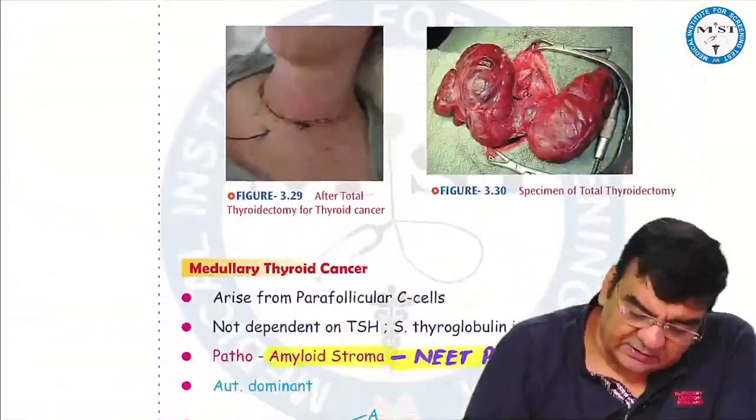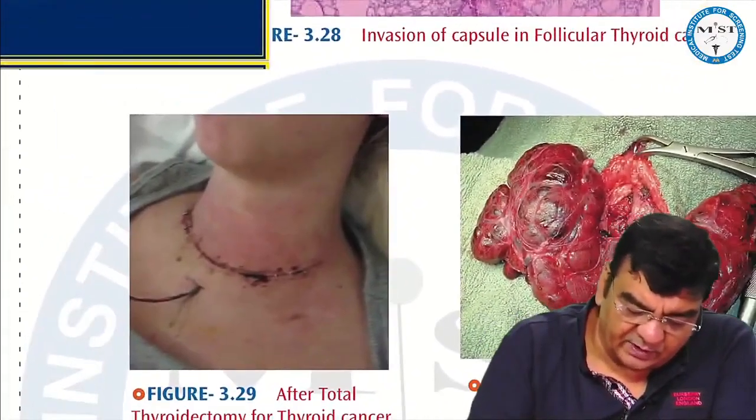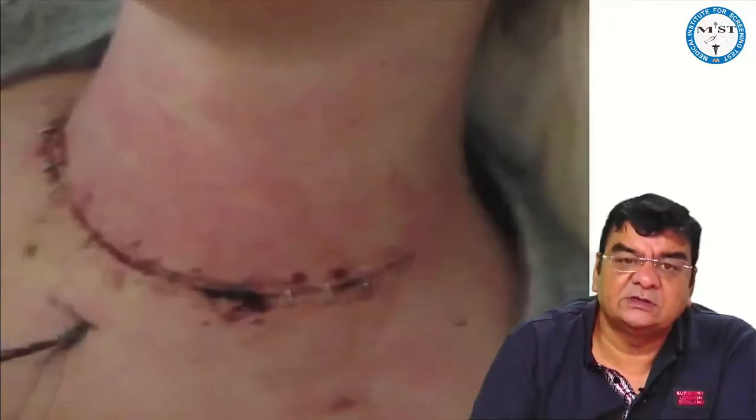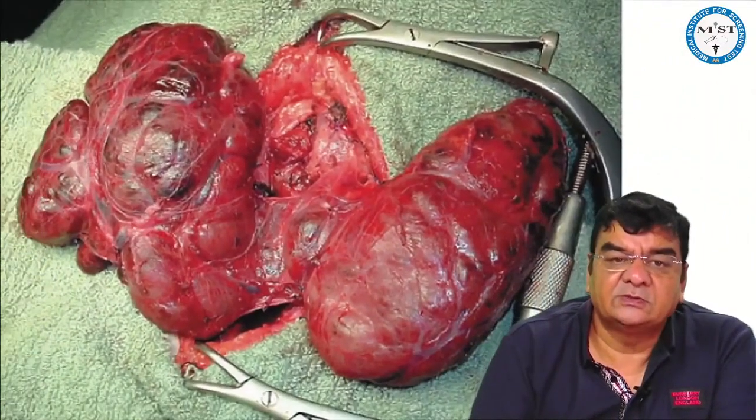Medullary thyroid cancers, like this is the total thyroidectomy specimen. The incision which we make for thyroid surgery is something like this, the lower part of the neck, and this is the total thyroidectomy specimen.